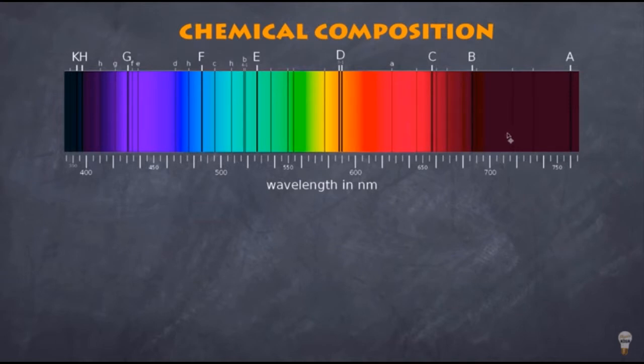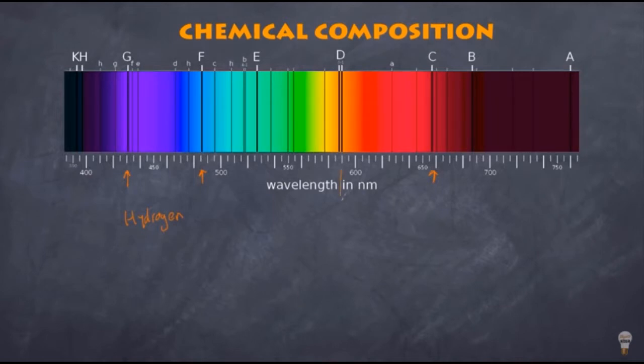They don't represent a single particular chemical. There's a whole series of chemicals that are causing this. But if you know the positions, you can determine which chemicals they are. So for example, if we look at G over here, we look at F over here, and C over here, these are all lines that are associated with hydrogen. And that's not surprising because our sun, a star, ultimately is mainly hydrogen.